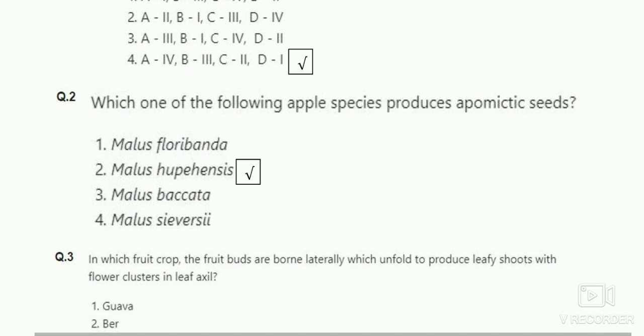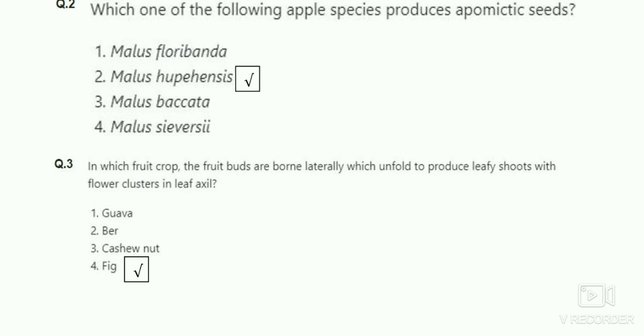Coming to the next question: in which fruit crop are the fruit buds borne laterally, which unfold to produce leafy shoots with flower clusters in the leaf axil? The right answer is fig. Friends, this question is important. If you want to know about this in detail, you can go through the new Handbook of Horticulture. There is one list, so you can revise that list.